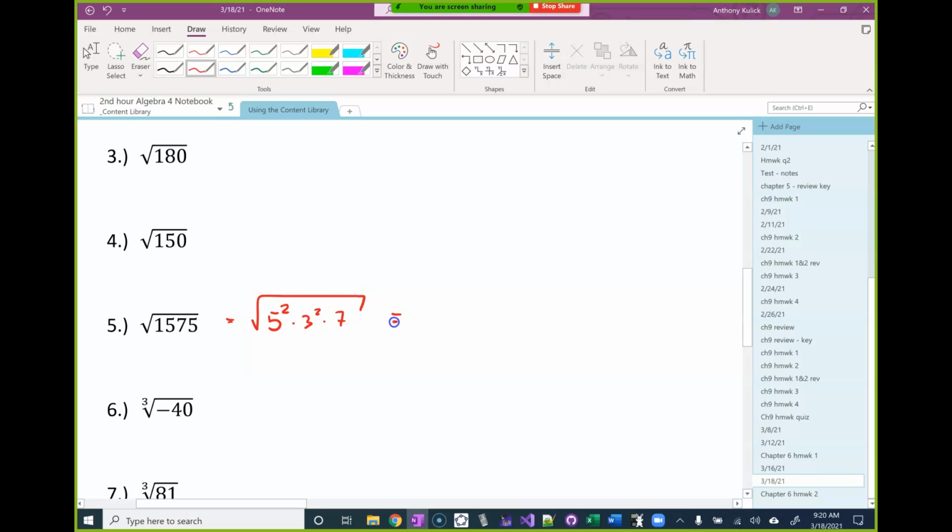So 5 squared is a perfect square, so the 5 can come out front. 3 squared is a perfect square, so the 3 can come out front. And it leaves me with just the 7 left underneath the square root. And then I could multiply the 3 and the 5 and 7.